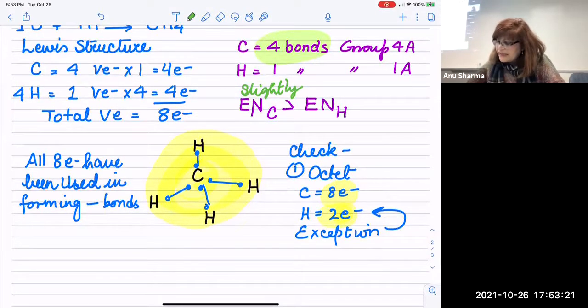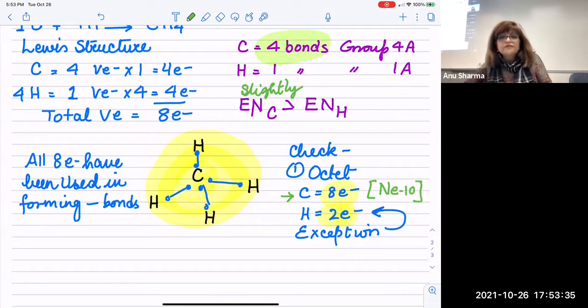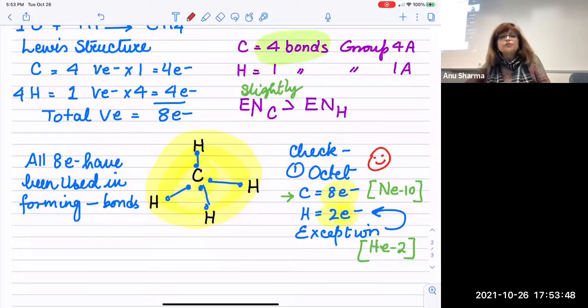So we clearly see that when carbon's octet is met, carbon is in group 4A, and it is now very close to neon. So internally, carbon also begins to look like neon, the nearest noble gas. And hydrogen begins to look like helium, the nearest noble gas. So both of them are in a very happy state. So that is the situation with these two.